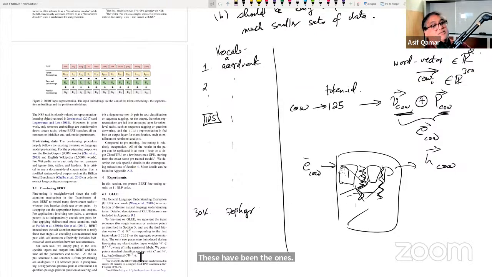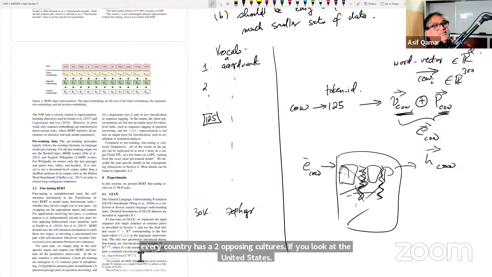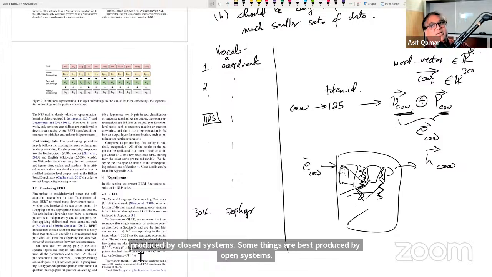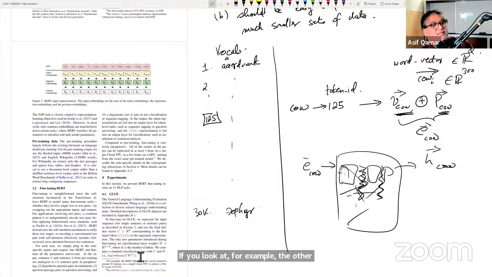It is sad to say that that trend now is turning. See, every country has two opposing cultures. If you look at the United States, there's a culture of open research and open source software, very vibrant. There is also a culture of very closed, proprietary, behind-the-door secret sauce making. Both of these produce things: some things are best produced by closed systems, some things are best produced by open systems.